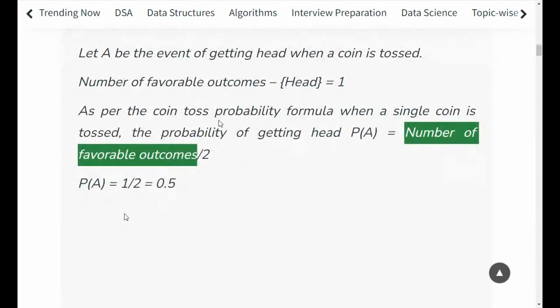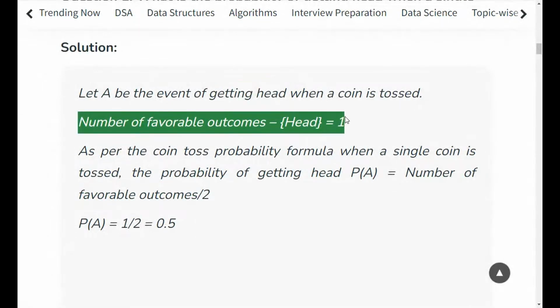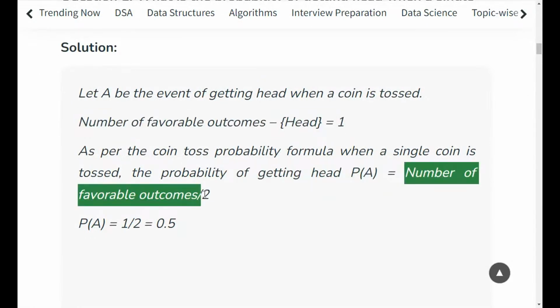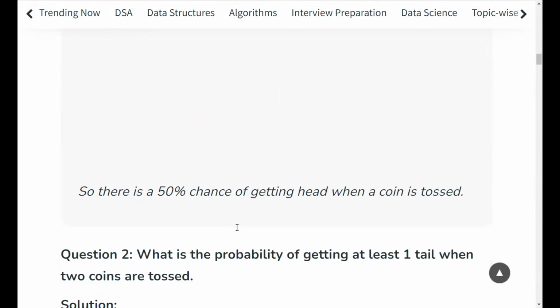Now here we have how many outcomes for the head? The number of favorable outcomes is 1. So you can replace this word with a 1, and say 1 divided by 2. So the probability of getting head is 0.5, that is 50%. This is how probabilities will help you in predicting what will come. 50% head will come, which means 50% tail will also come. Alright? Okay.